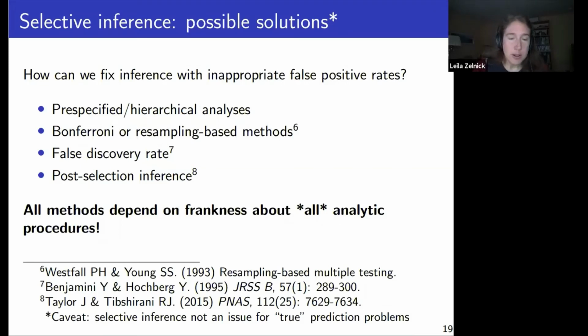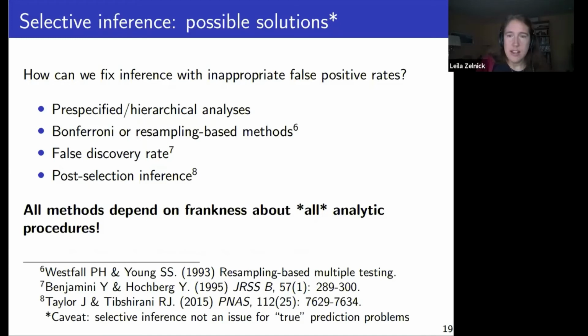The important point here is not that you know exactly how to fix each one of these problems, but to realize that all ways of fixing it depend on you being very frank about all of the analytic procedures that you have done. Okay, you can't do some at home and then come to your statistician and say, these are the exposures I want to look at. You have to tell me everything you started with and everything you did. That way we can fix the procedure at the end, or fix the p-values at the end.